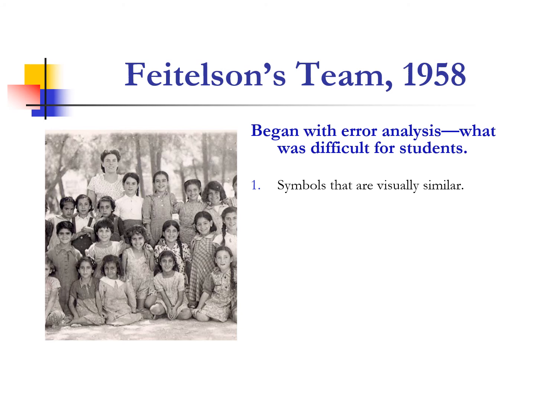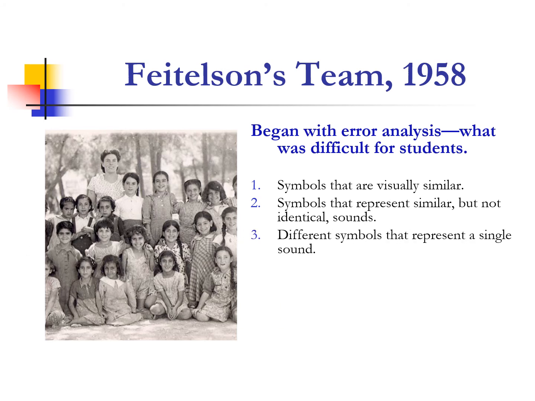They found a list of visually similar letters that was giving kids all kinds of problems. Symbols that represent similar but not identical sounds, like tzadi and samech. Different symbols that represent a single sound, like taf and tet, or sin and samech. Single symbols that represent more than one sound, and the vowels.